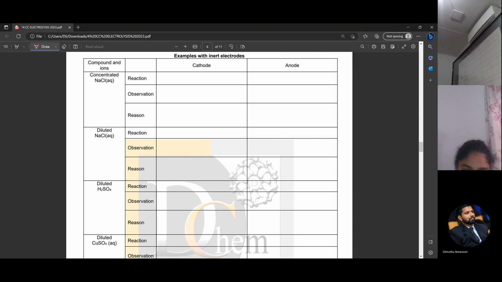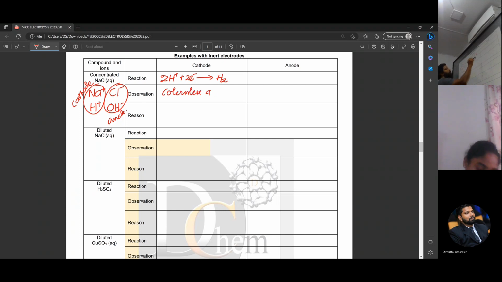Listen, I'll do the first one for you. Concentrated sodium chloride. The ions involved are sodium ions and chloride ions, H plus ions and hydroxide ions. And they are going to the cathode, and these are going to the anode. Then for the reaction, you must take the decision. Cathode, you decide hydrogen ions. Observation: colorless gas bubbles.